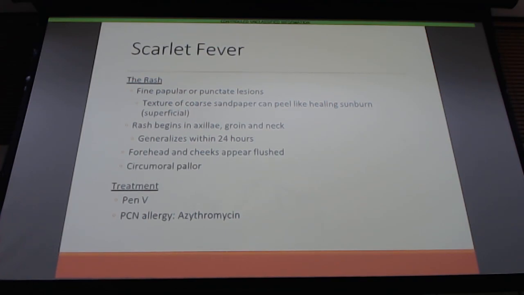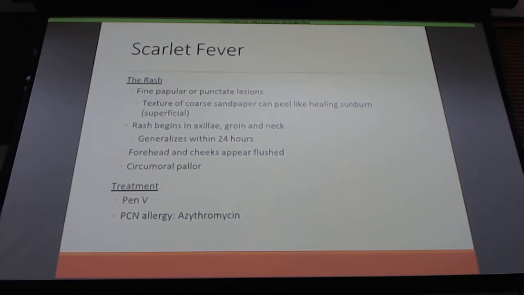So this is a huge one that you should probably highlight. Fine papular or punctate lesions, texture of coarse sandpaper. As time goes on, it'll desquamate, and usually that happens after the fever breaks. Desquamation is just a fancy word for saying that the skin peels off. The skin just peels off, and it kind of looks like a sunburn as the skin's peeling off. That's all that means. And that's after that coarse sandpaper rash that you'll have.